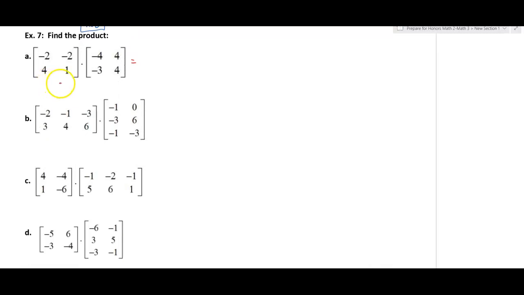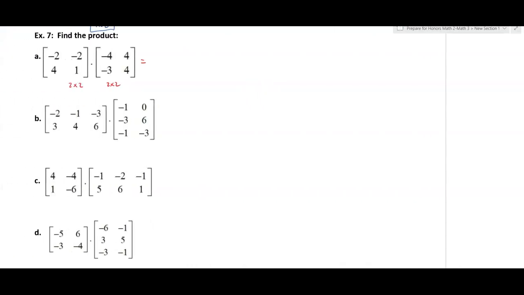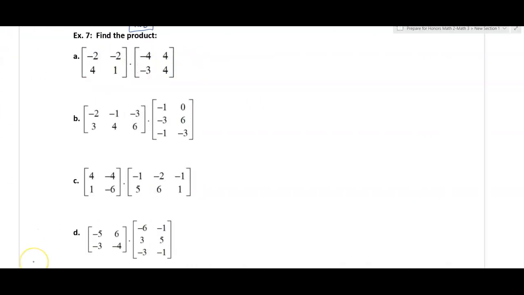So here I have a 2 by 2 and a 2 by 2. So I know my resulting matrix is going to be a 2 by 2. So when I break it down and go to multiply these, the first thing we're going to do is we're going to do row 1 times column 1.